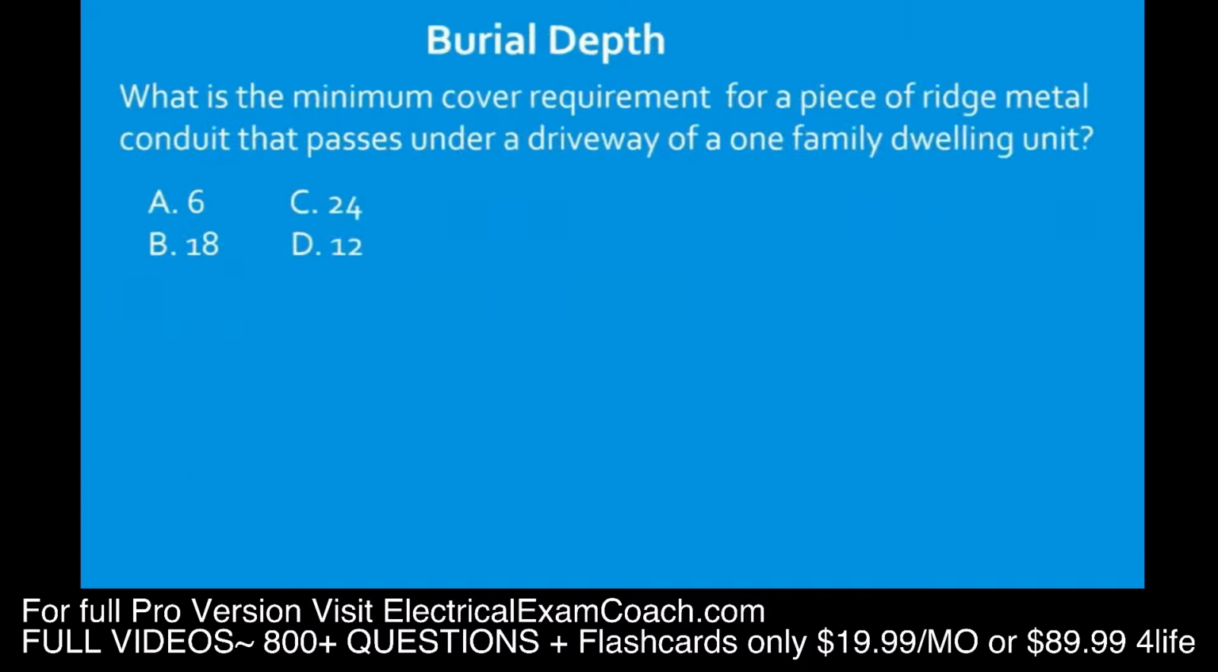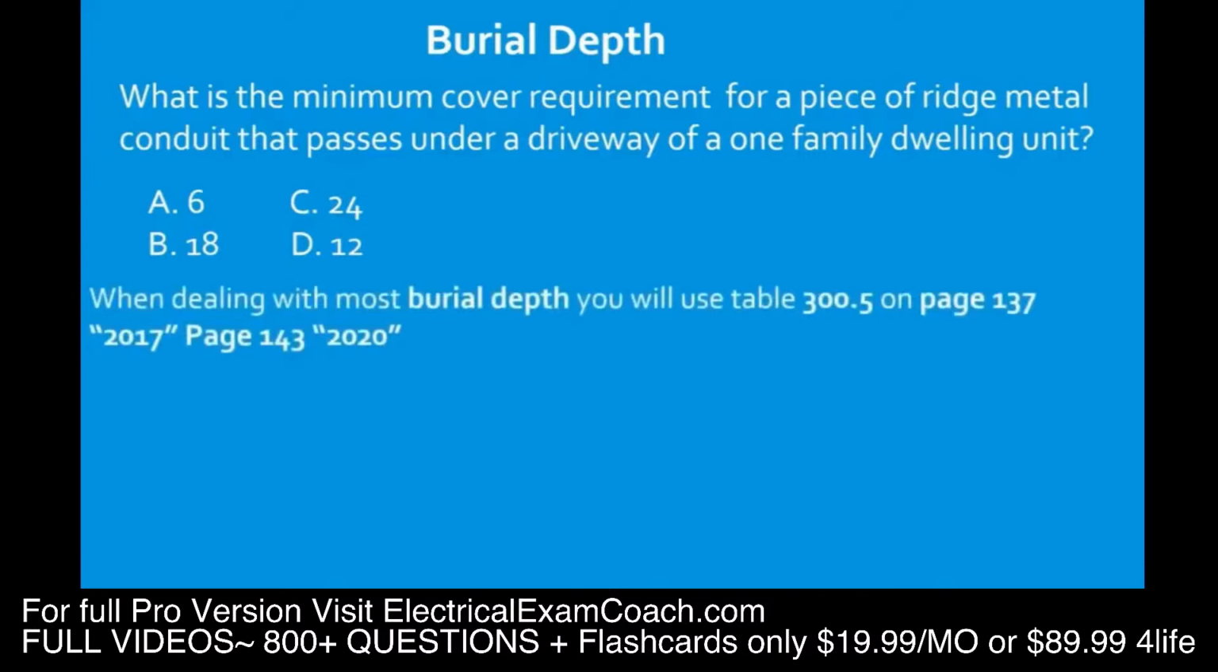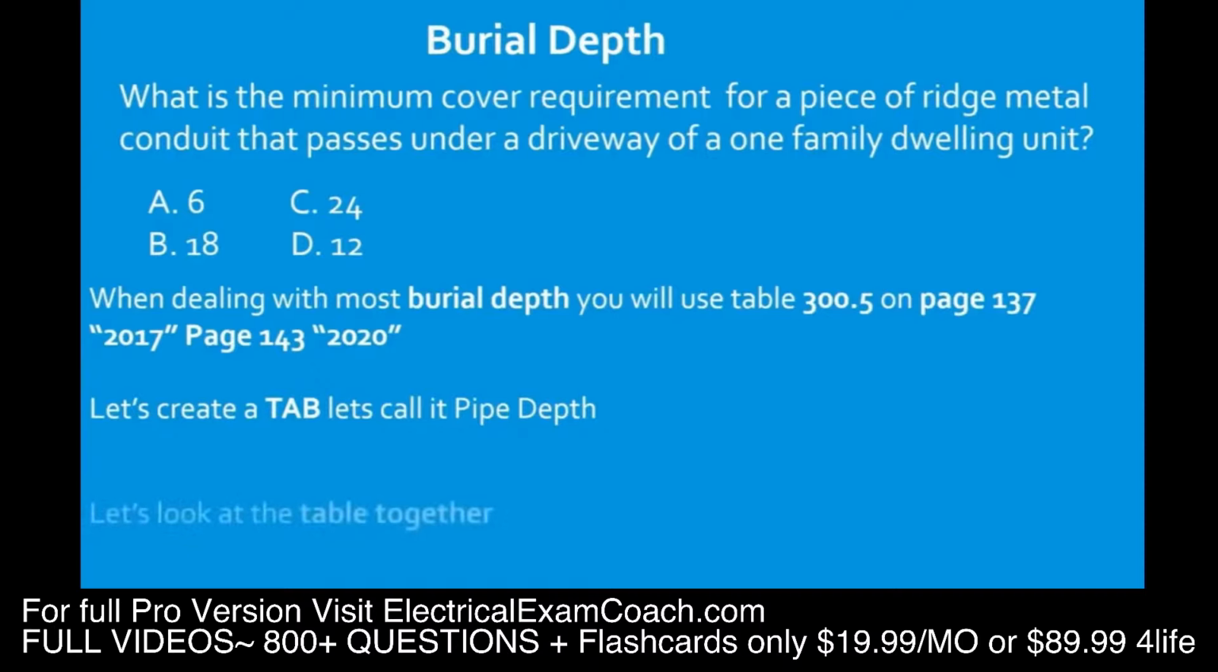Now let's learn about burial depth of conduit. What is the minimum cover requirement for a piece of rigid metal conduit that passes under a driveway of a one-family dwelling unit? When dealing with most burial depth questions, you're going to be using table 300.5. It's on page 137 of the 2017 and on page 143 of the 2020. So let's go ahead and create a tab and call it pipe depth, or burial depth. However you like to name it, you can create your own tab if you watch my video on how to create them. It makes it easier. So let's go ahead and look at the table together.